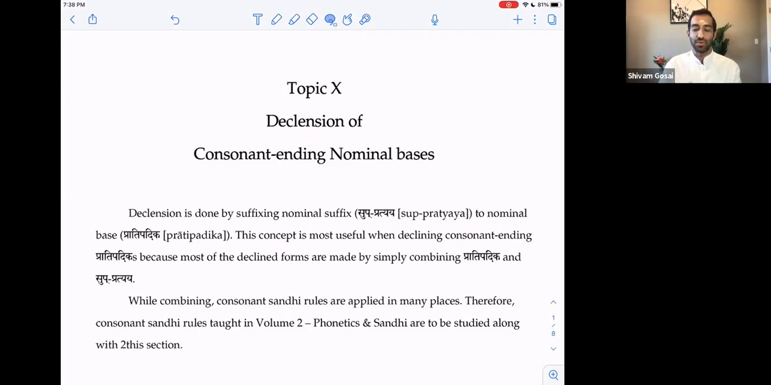Along with this section, we're also going to be doing consonant sandhi. Notice how we haven't done sandhi in a little while, because consonant sandhi is really useful when we're learning consonant ending pratipadikas.